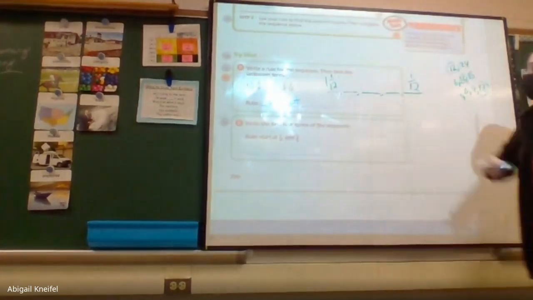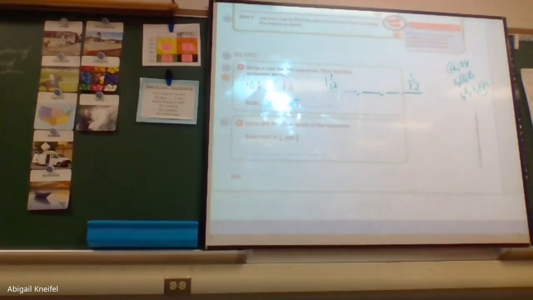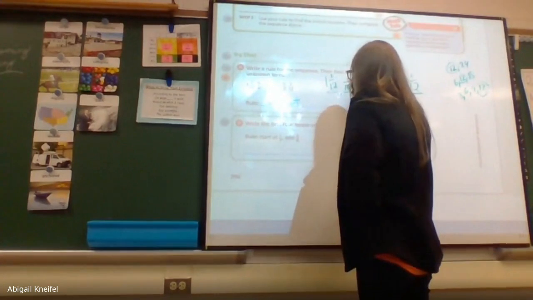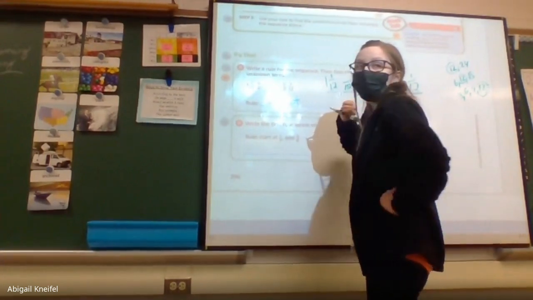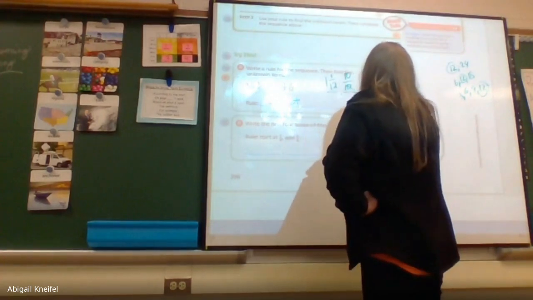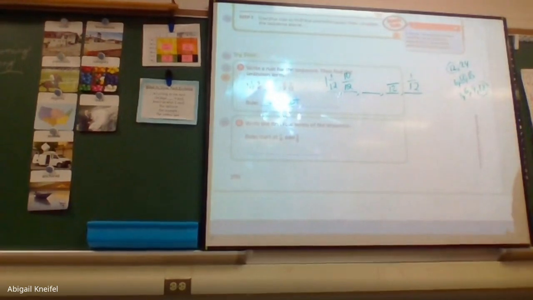So I need to change the 2 in the middle, and then we need to figure out the 1 in the center. So how many times do I multiply 6 to get to 12? 2 times. So 2 times 5 is? Anyone know? 10. Thank you. How many times do I multiply 3 to get to 12? I just said the answer. 4. 4 times 1 is 4.